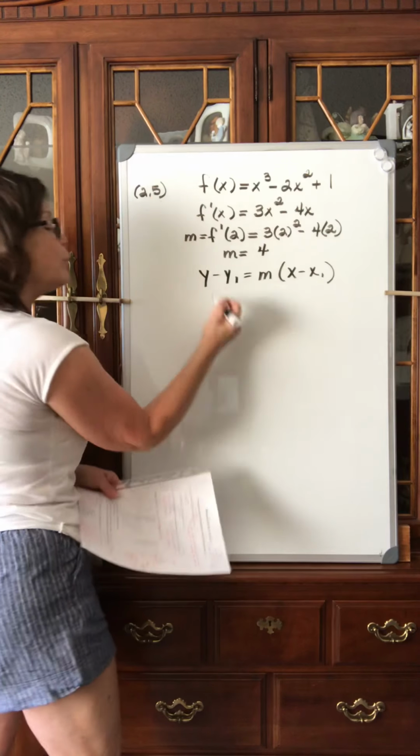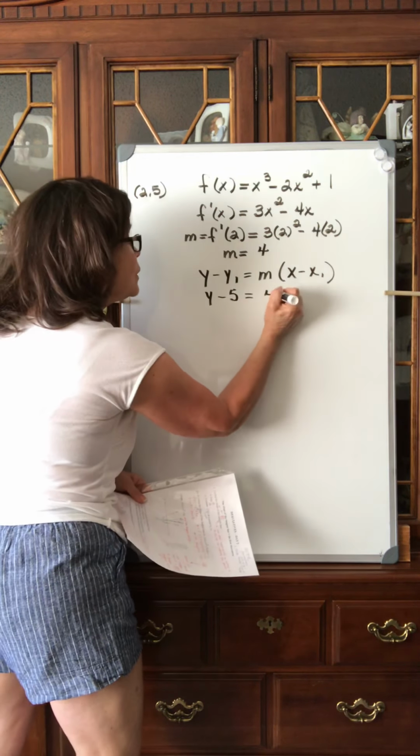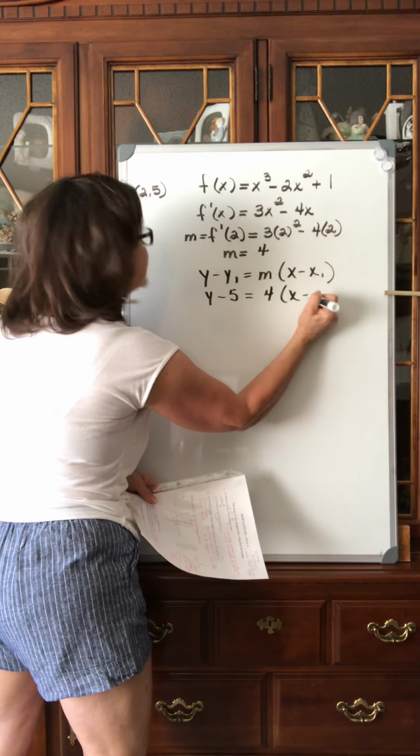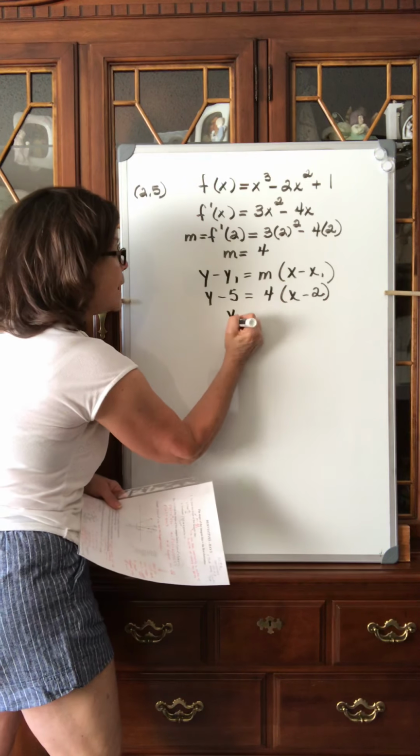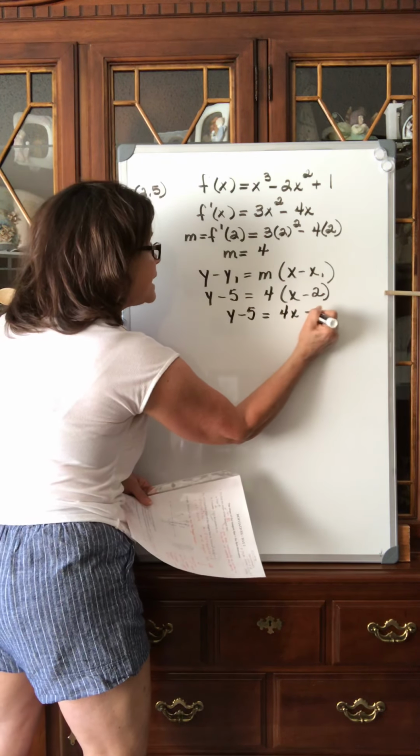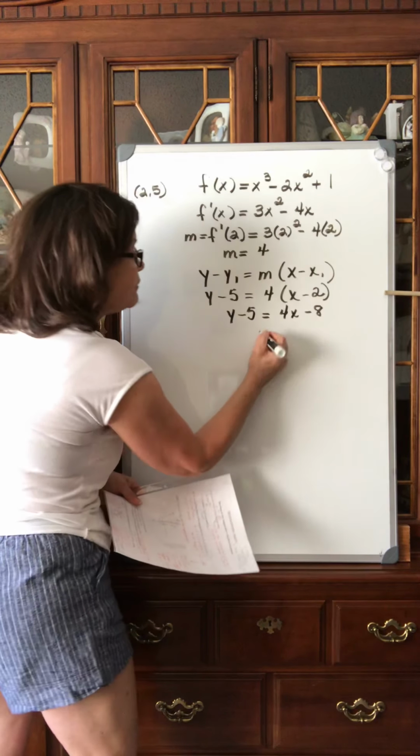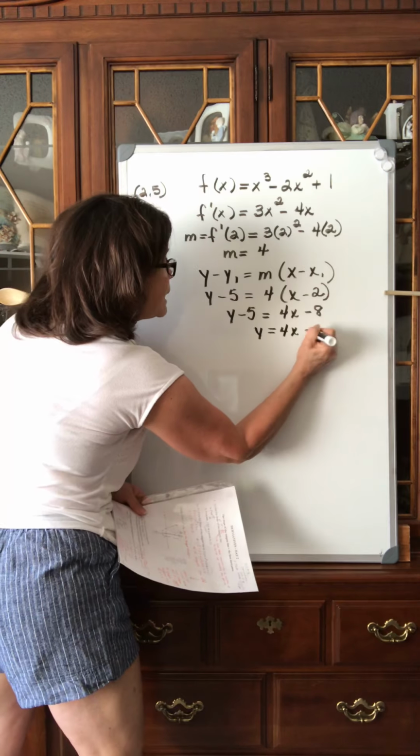The y value of our point is 5, so y minus 5. The slope is 4, x minus the x value of our point, which is 2. Distribute: y minus 5 is equal to 4x minus 8. Add 5, y is equal to 4x minus 3.